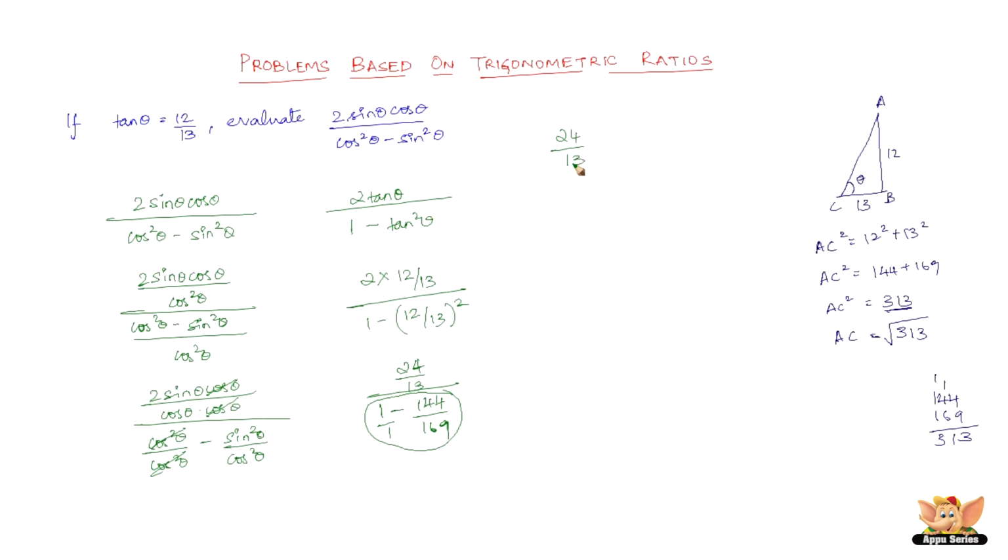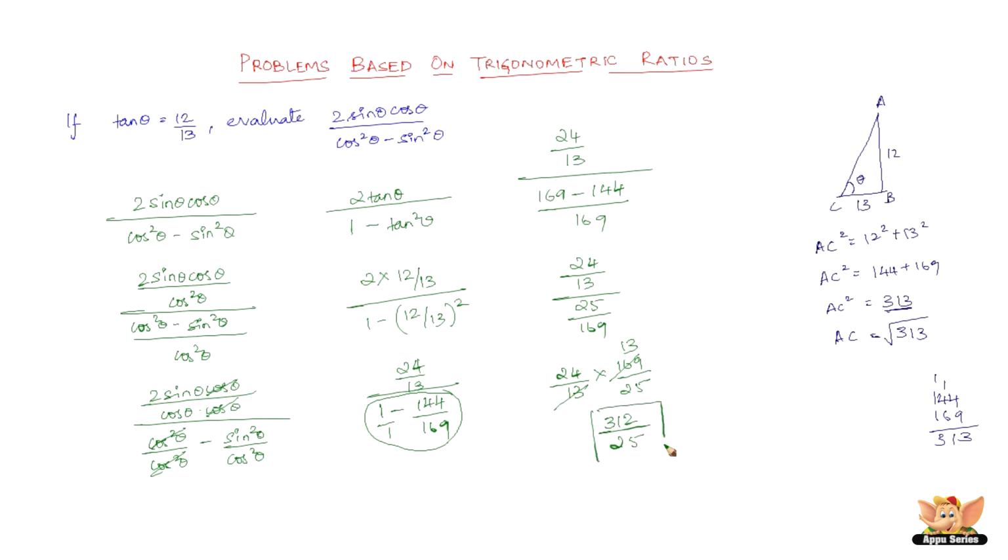24 divided by 13 over 169 minus 144 divided by 169, which is nothing but 24 by 13 over, 169 minus 144 is 25, so 25 by 169. So a fraction divided by a fraction is going to be numerator multiplied by the reciprocal of the denominator fraction. So 169 by 25. So 13 goes 13 times in 169, and we have 24 times 13 as 312. 312 divided by 25 is what you get when you evaluate this expression when tan theta equals 12 by 13 is given.